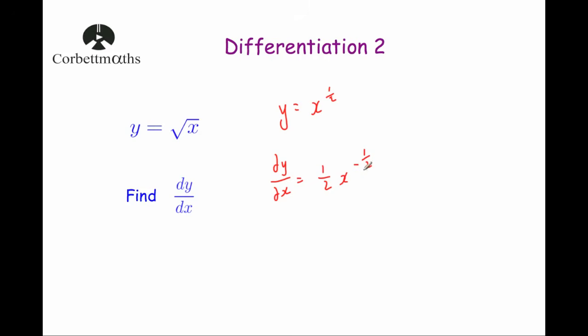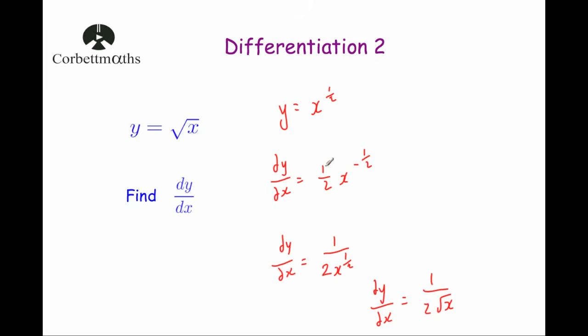Now this does have a negative power, so you could rearrange it if you wanted to, bringing the x down to the denominator. So we could write dy by dx equals, and because it's a negative power, you can put it on the denominator and make it a positive power. So it's going to be 1 over 2x to the power of a half. Also, x to the power of a half, you know that's equal to the square root. So I could write dy by dx equals 1 over 2 times the square root of x.